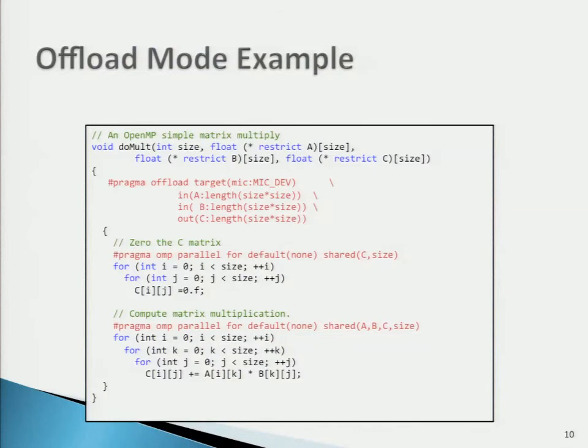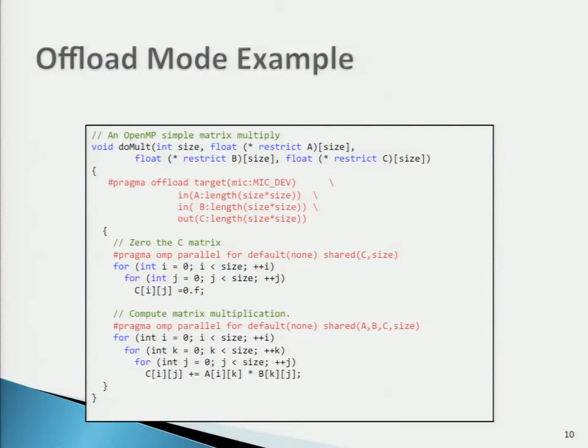Here's an example of matrix multiplication. A simple OpenMP implementation would not have this pragma here. It would simply have these two OMP statements around the loop. The first one zeroes out the matrix that we're going to be writing into, and then the second parallel loop actually performs the matrix multiplication. And on Knight's Corner, you can take OpenMP code like this, compile it, and it will run fine.